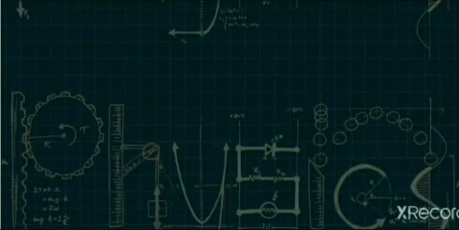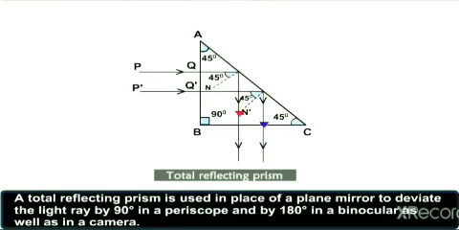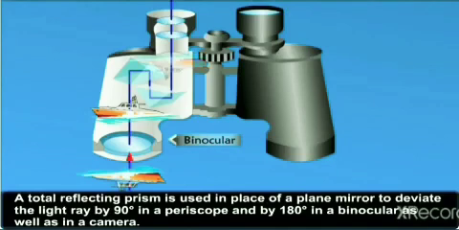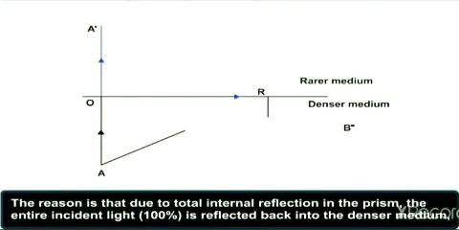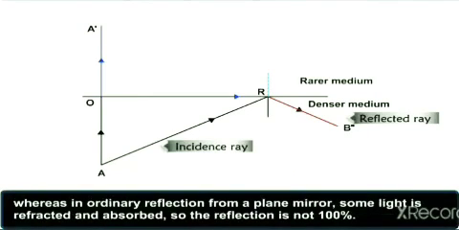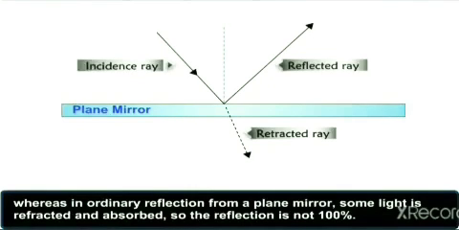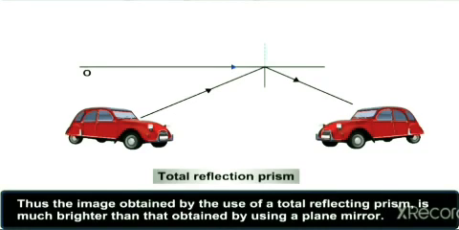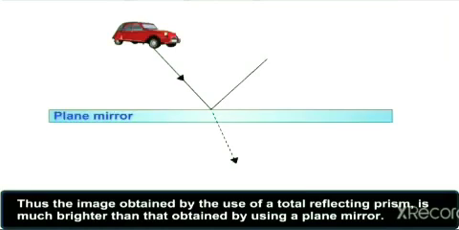Use of a total internal reflecting prism in place of a plane mirror. A total reflecting prism is used in place of a plane mirror to deviate the light ray by 90 degrees in a periscope and by 180 degrees in a binocular as well as in a camera. The reason is that due to total internal reflection in the prism, the entire incident light, 100%, is reflected back into the denser medium, whereas in ordinary reflection from a plane mirror, some light is refracted and absorbed, so the reflection is not 100%. Thus, the image obtained by the use of a total reflecting prism is much brighter than that obtained by using a plane mirror.